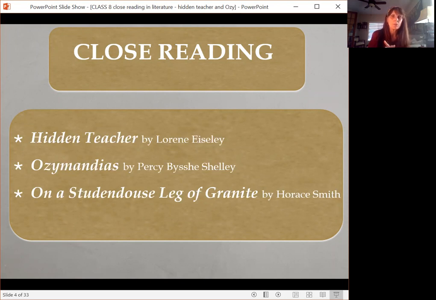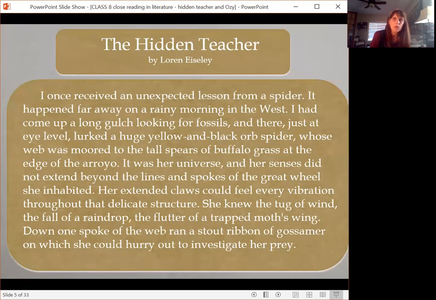Then we have two poems that we're going to be looking at, and they're both from the 19th century. One's called Ozymandias by Percy Bysshe Shelley, and the other one's called On a Stupendous Leg of Granite by Horace Smith. The Hidden Teacher, the first piece that we're looking at, you've got a link, a download that you can print out and look at, but it's also right here on the PowerPoint, so let's just look at it here. I'm going to read it to you first, and then we're going to look at it step by step and see how close reading works with fiction.